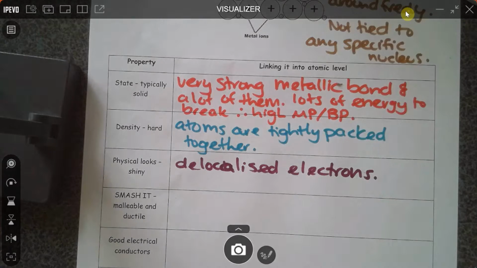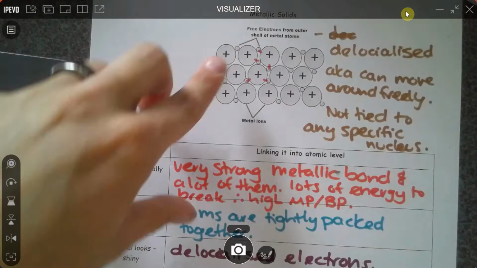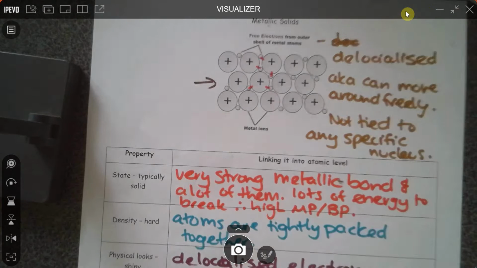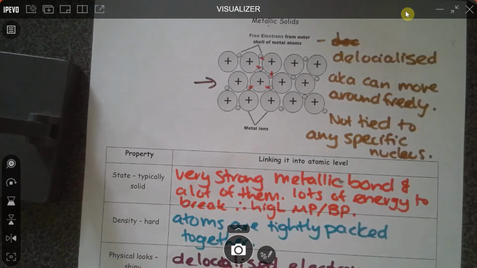All right, and then if I smash it, so I make it malleable, or I try to make it ductile and make it into a wire, why can't it reshape itself? Why can it change shape and not break? The reason has to do with, again, the delocalized electrons. Since there's no set 3D structure, no set 3D bonding, applying pressure and moving my metal atoms around can break and remake those metallic bonds. So it can be reshaped.